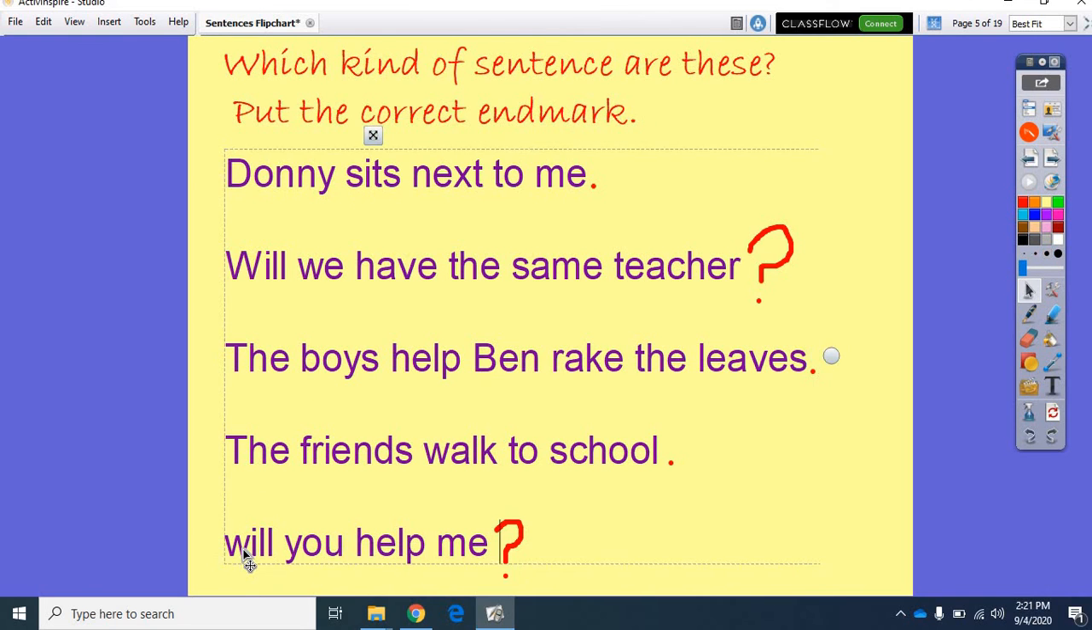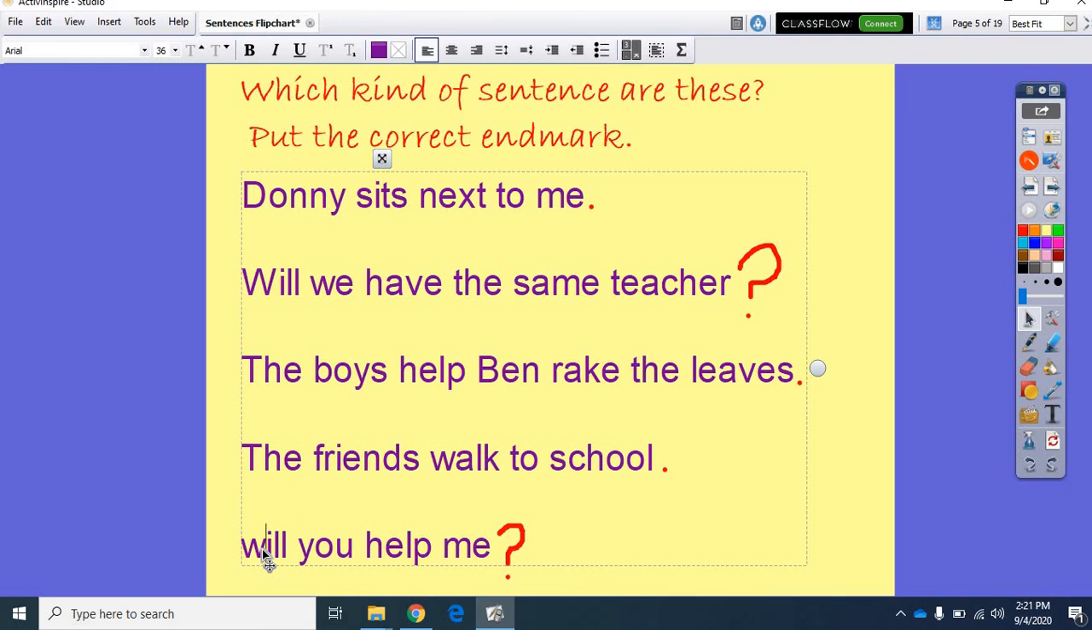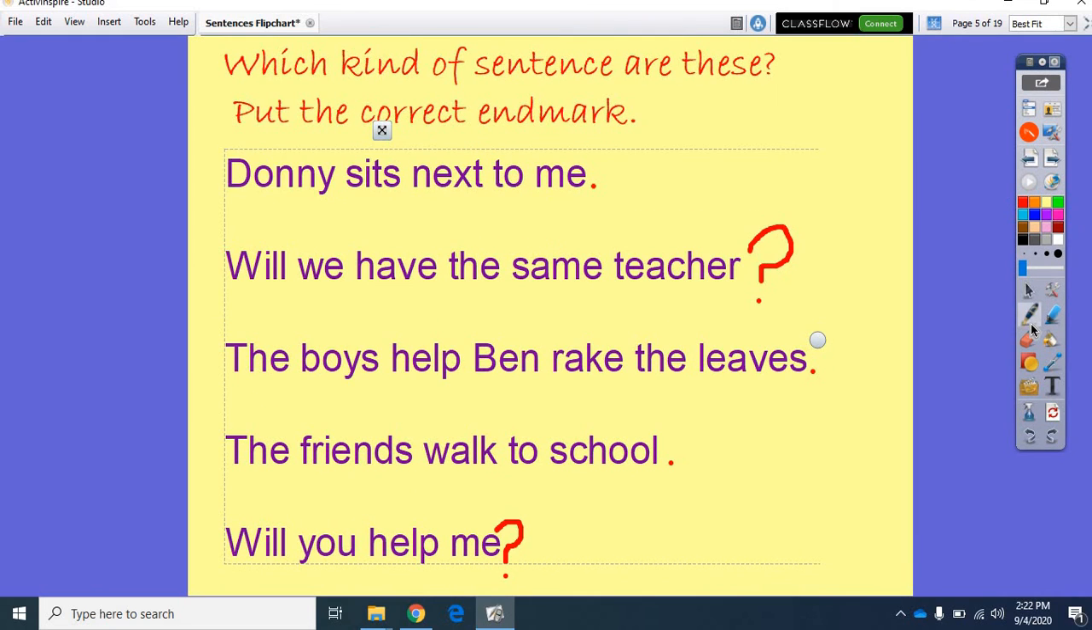And I noticed something real quick before I do this. I better fix it. I just realized that W is not a capital letter. There we go. Sentences need capital letters, so I'm going to fix that real quick. There we go. Now I feel better about that.